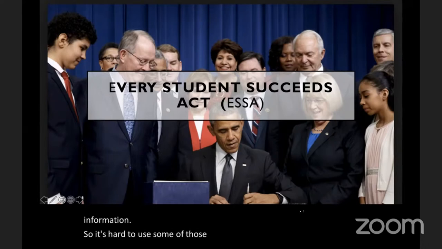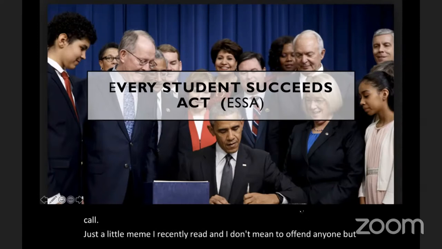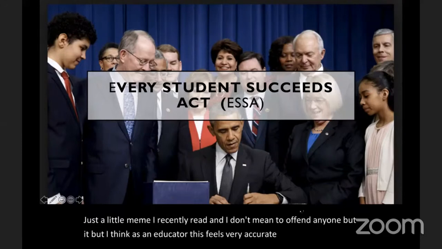Just a little meme I recently read, and I don't mean to offend anyone, but I think as an educator, this feels very accurate. You know you're an educator when you've had your profession slammed by someone who would never dream of doing your job.